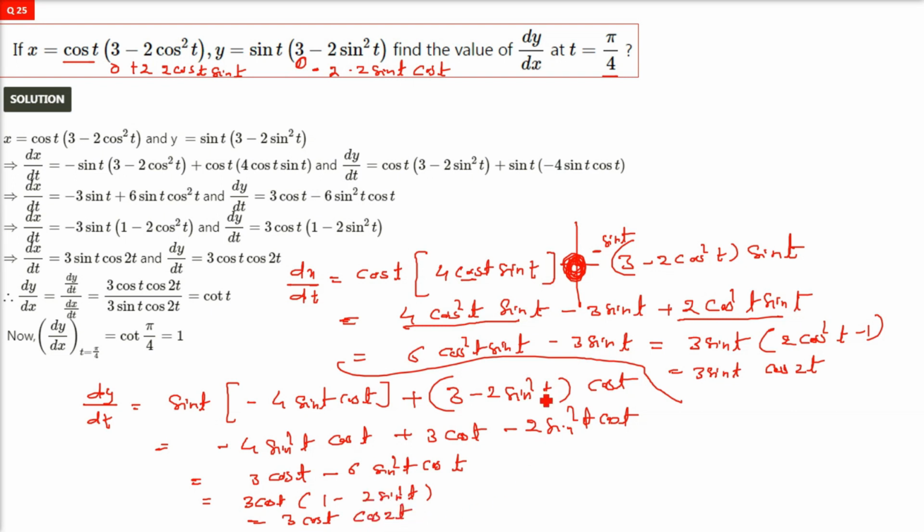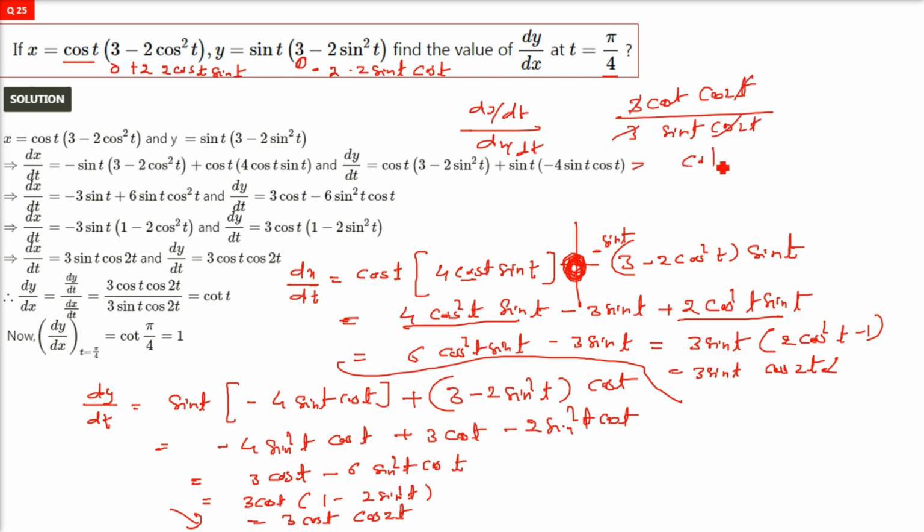So dy by dt divided by dx by dt, that we will do. So 3 cos t cos 2t, and from here I have taken dy by dt. Now dx by dt, let us write. It is going to be 3 sin t cos 2t. So this gets cancelled, 3 cos 2t, and we get cos t by sin t, that is cot t. It is to be found out at pi by 4. It is 45 degrees, tan 45 degrees, cot 45 degrees, they both are 1.